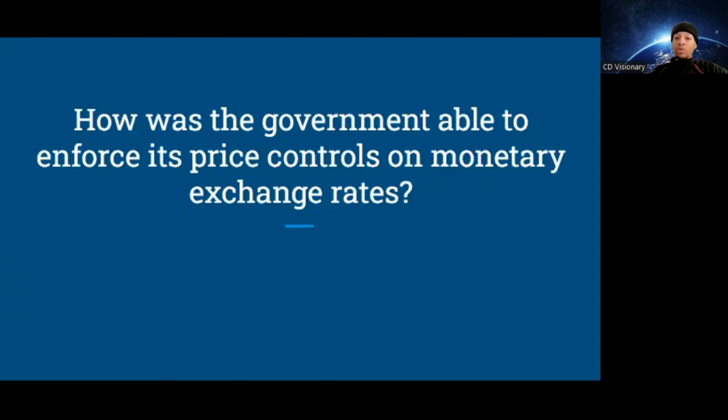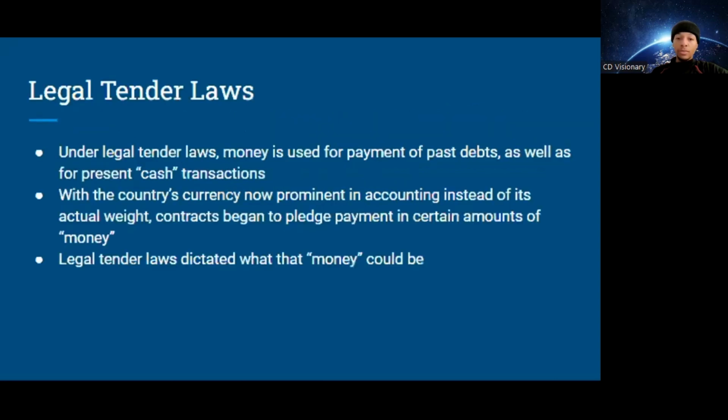So how was the government able to enforce its price controls on monetary exchange rates? By legal tender laws. Under legal tender laws, money is used for payment of past debts as well as for present cash transactions. With the country's currency now prominent in accounting instead of its actual weight, contracts begin to pledge payment in certain amounts of money. Legal tender laws dictated what that money could be. So we could clearly see that slowly gold is moving out of the equation, and fiat, or physical paper money, comes into the picture.